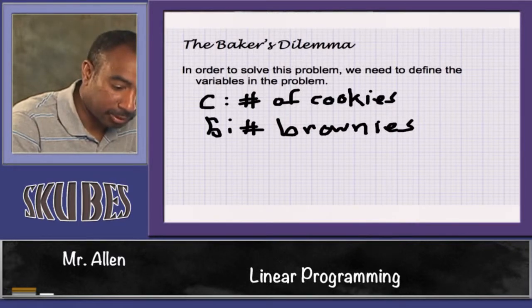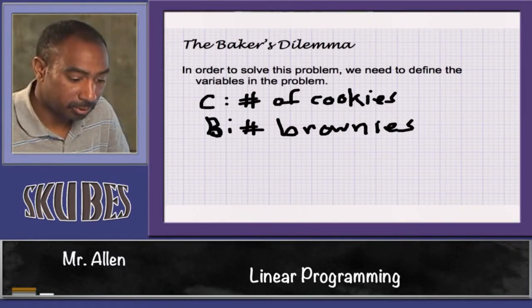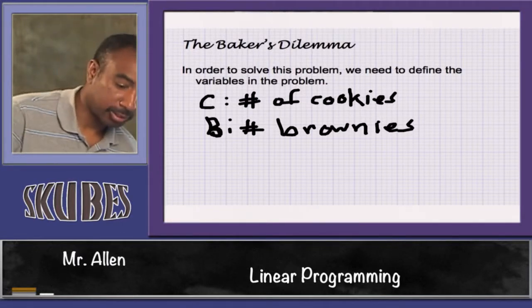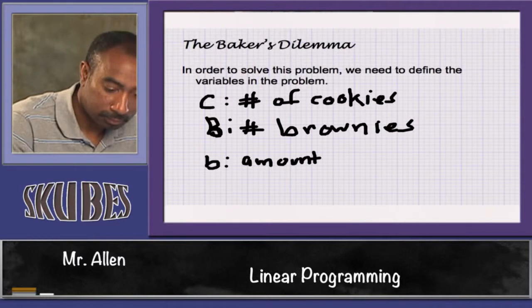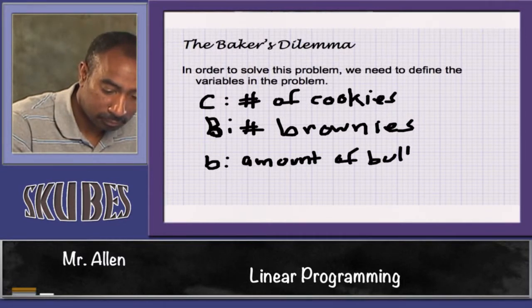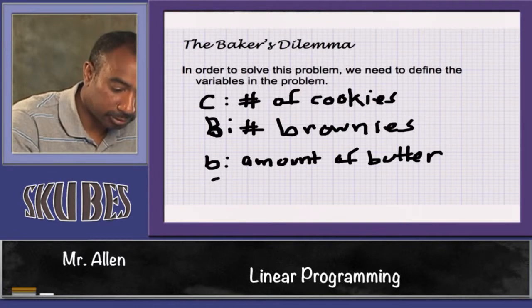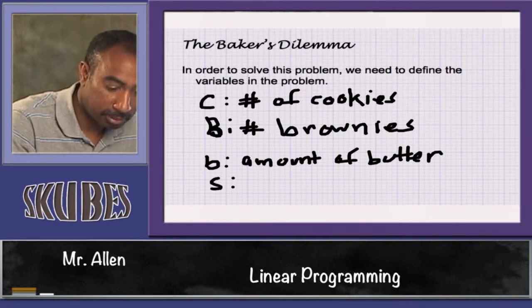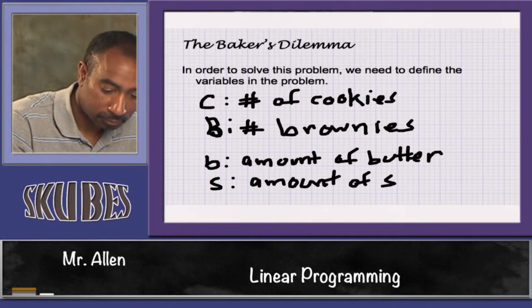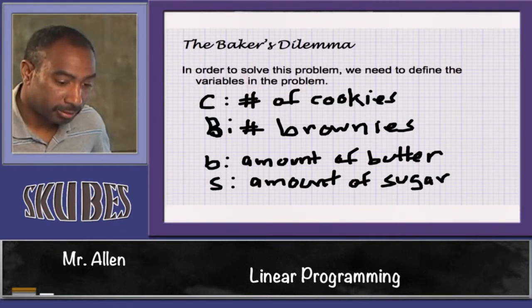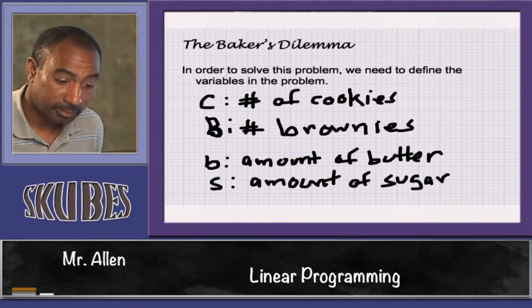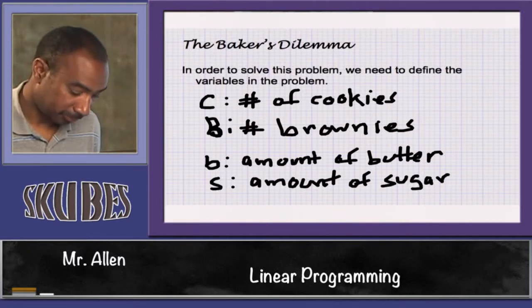In fact, I want to use a capital B here. I want to distinguish because I'm going to use these letters some more. I'm going to use a lowercase b for butter, that's for the amount of butter. And I'm going to use a lowercase s for sugar, amount of sugar. Okay, and I believe those are all the things we're dealing with in the problem: the brownies, cookies, butter, sugar.